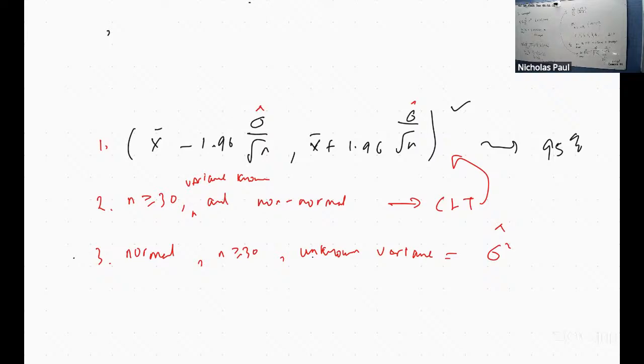Right, I want you to notice that the formula stays the same. All that changes is the 1.96. Regardless of the condition, that's all that will change in the first 1, 2, and 3. So I want you to remember it's the same form.